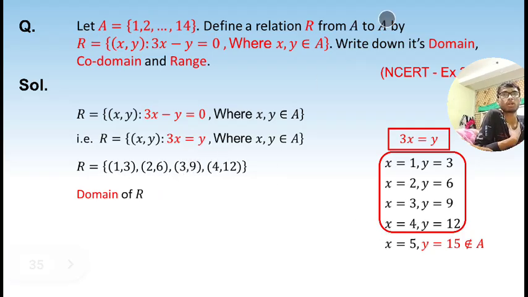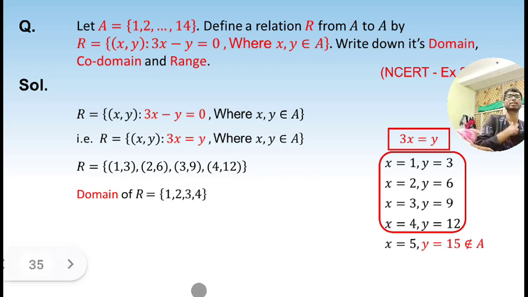So the question is also saying find the domain, codomain and range. In this case, we can see the domain of our relation: all these x values will be the domain, and all y values will be the codomain. But when it comes to range, range will be the output of input. Range will be the output of input.